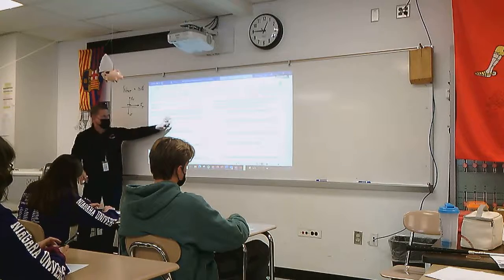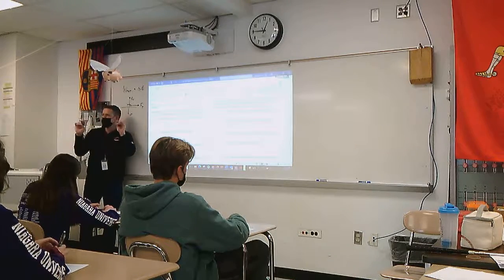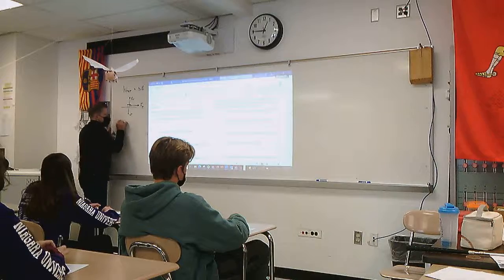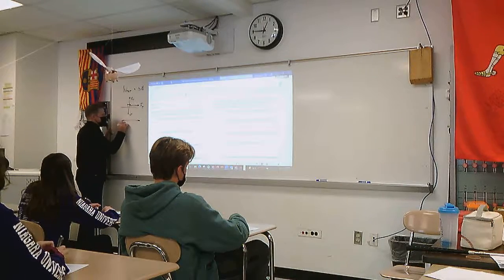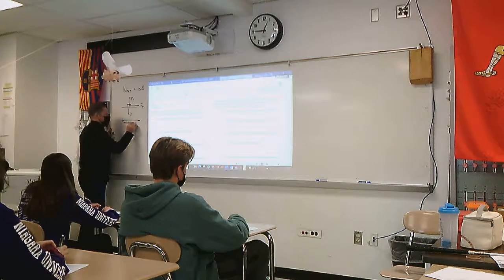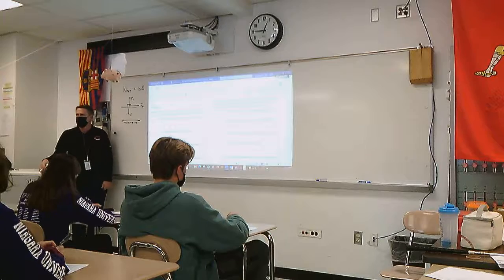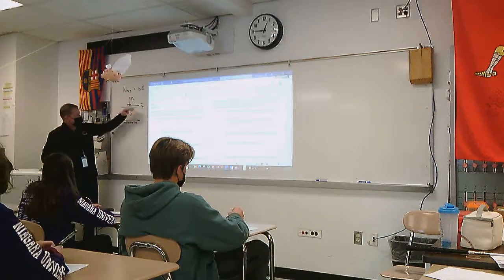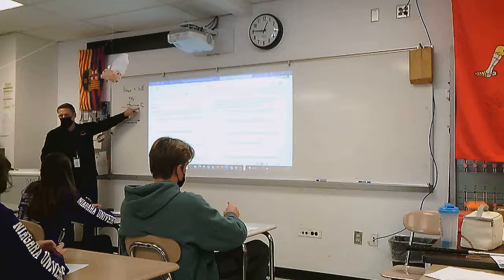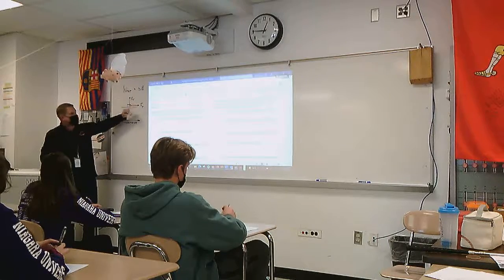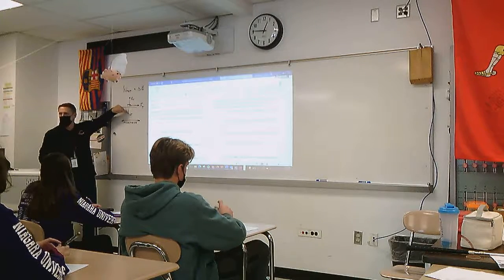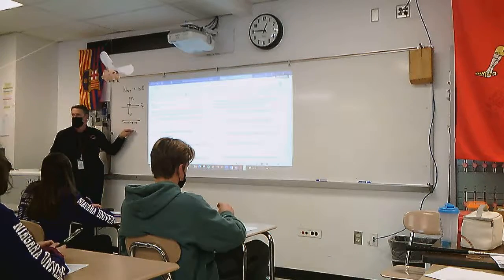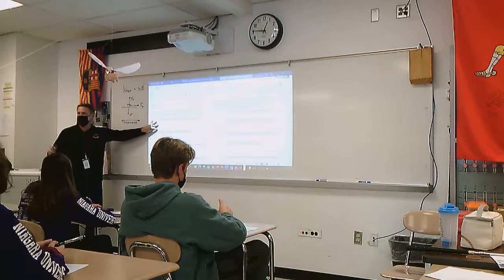Now, how much work does Justin do pushing the box 6 meters? We know that Justin does work because the box has movement in the horizontal plane, which is parallel to Justin's force. Do the normal force and the weight force do any work? No, because they're not in the plane of motion. How much work does Justin do?